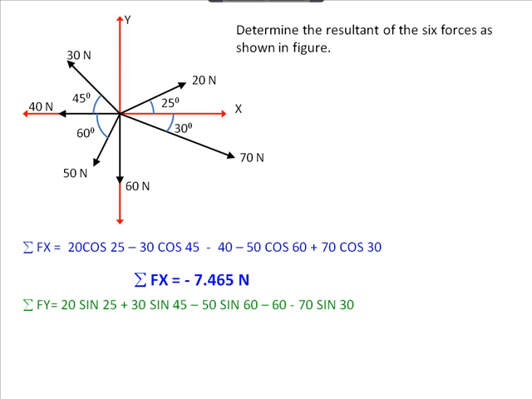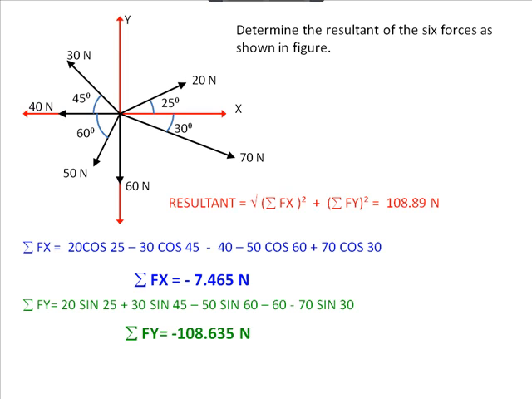I sum up y components. 20 sin 25, 30 sin 45, minus 50 sin 60, minus 60 and minus 70 sin 30. Then, this sigma fx and sigma fy is actually the x and y component of the resultant or the equivalent force. And therefore, to find this magnitude, all you have to do is square them, add them, and take under root. We get 108.89.